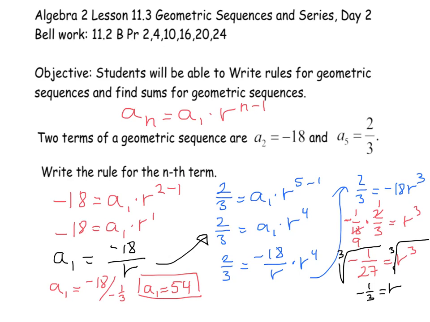So finally, I have to write the rule. I'm going to go up and write the rule next to the problem right here: an equals 54 times negative 1/3 to the n minus 1. So here is our final answer to the problem for the nth term.